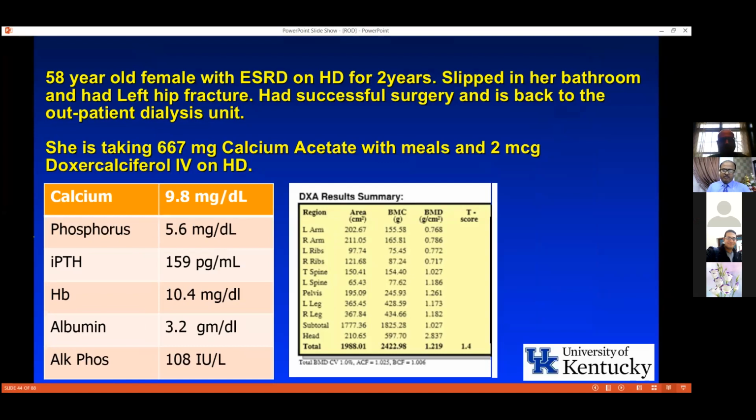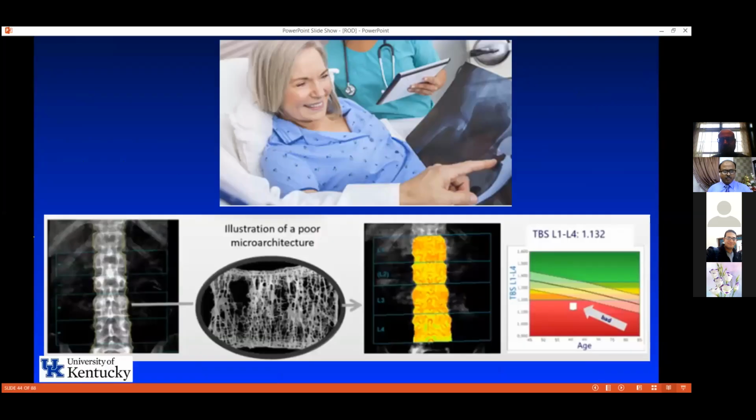Okay. So let's go back to our patient here. Just to remind you, a 58-year-old patient on dialysis who had a traumatic fracture, and she had successful surgery, and this was her medication, and this was her lab data and her BMD. Okay, here is a TBS. Hussein is usually ahead of time. He is very smart.